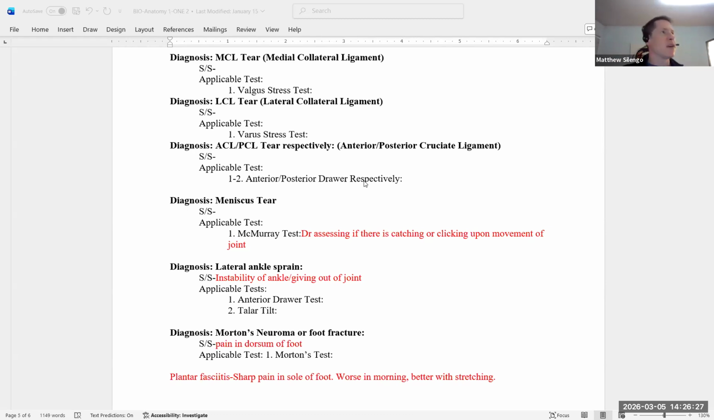They might come in and say they feel like their knee joint's giving out or something. And then you do these tests and you realize that they have some kind of deficit of one of these ligaments, whether it's a total tear or a partial tear.